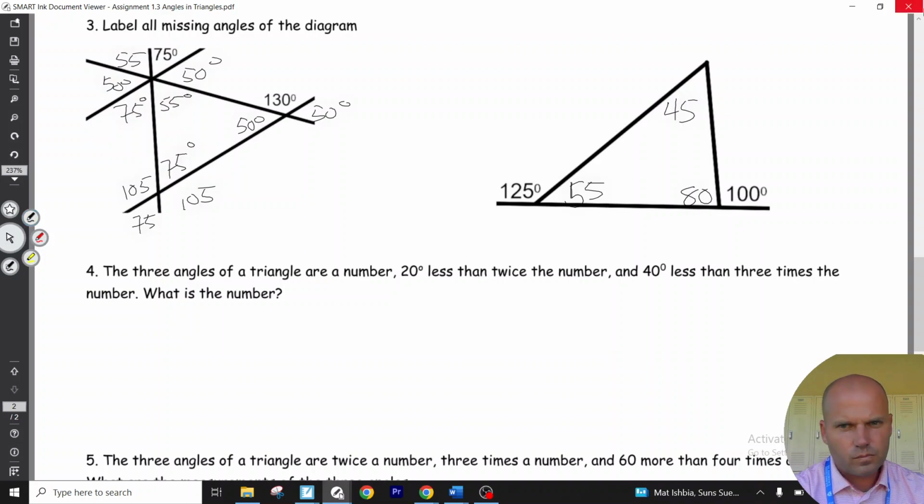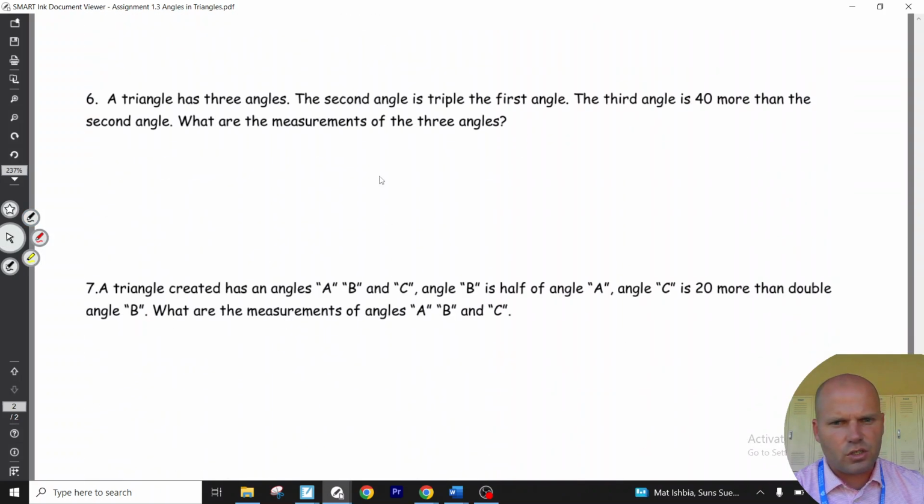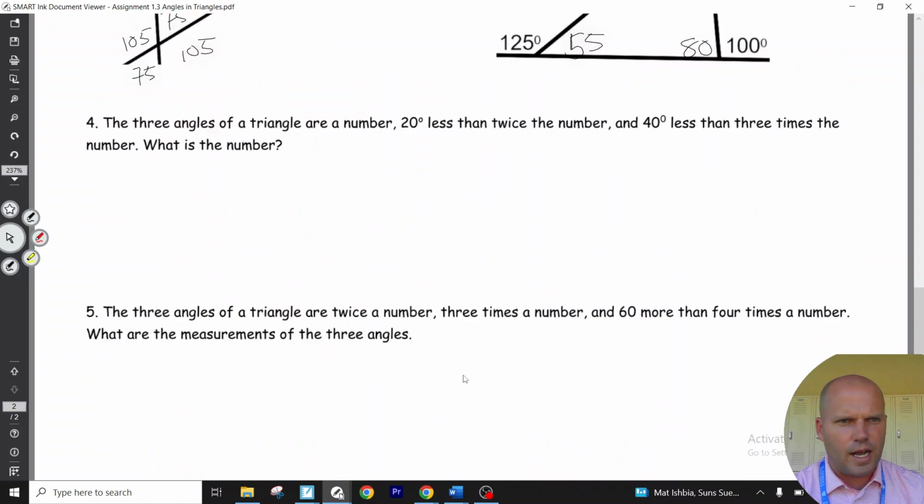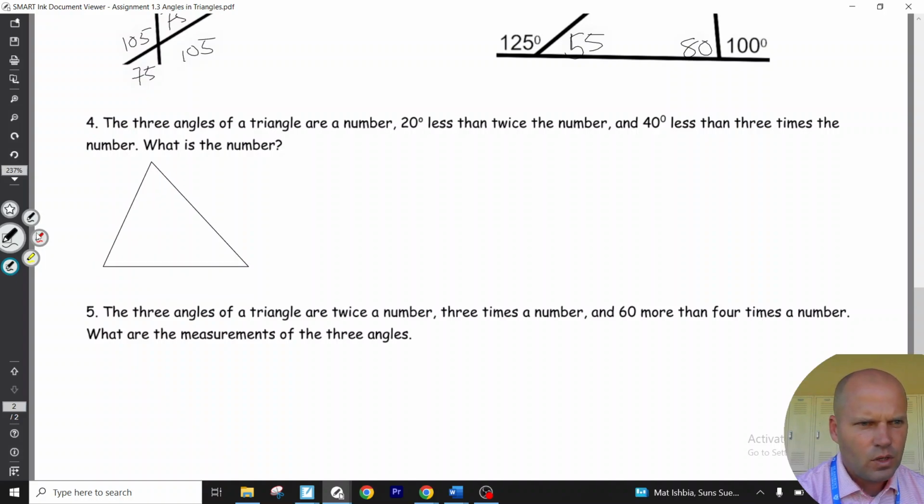Great. All right, then just a couple more problems, kind of quick, all using the fact that triangles' angles add up to 180. So we have a triangle. The three angles of the triangle are a number, 20 degrees less than twice that number, and 40 degrees less than 3 times that number. What is that number? Well, I'm going to use x as a number.